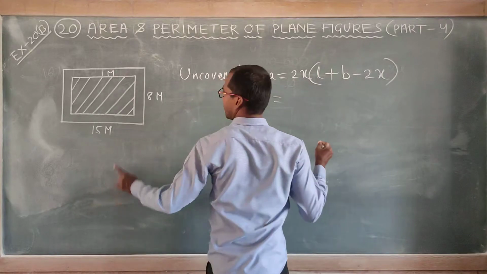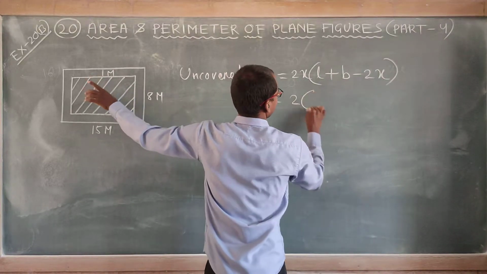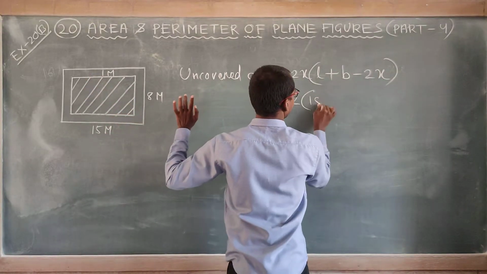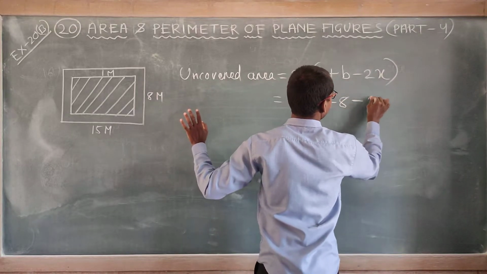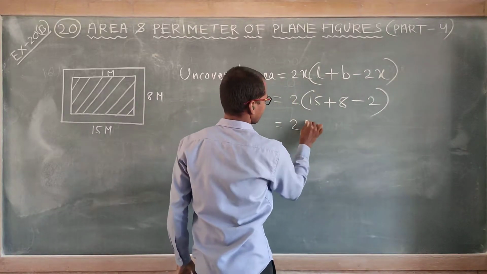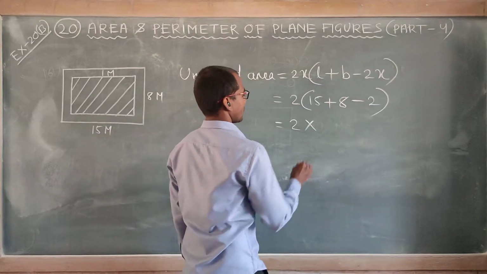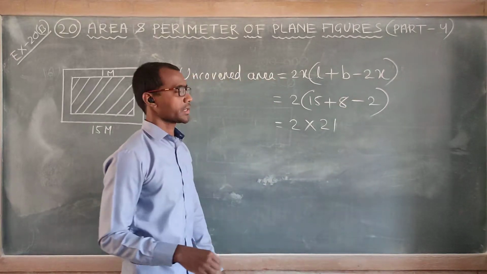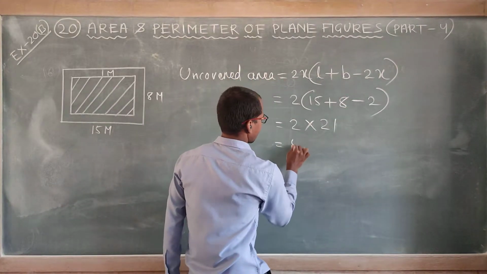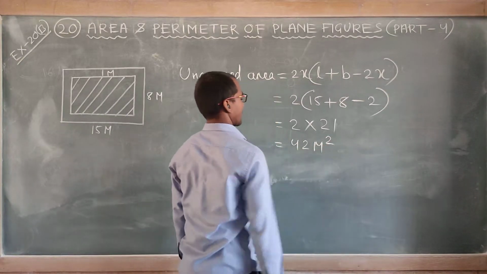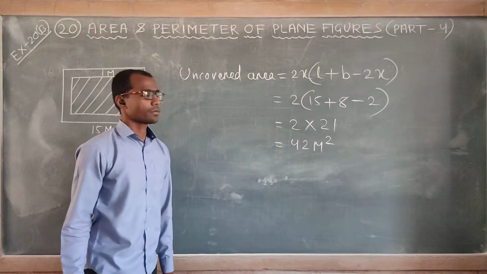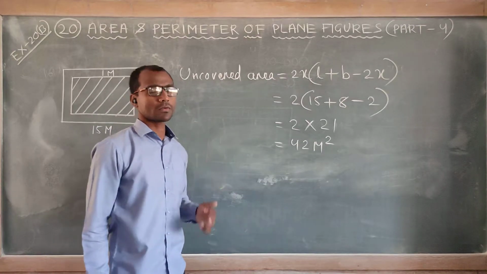Let us put in the values. 2 into x means 2 into 1, that is 2. L is 15, b is 8, minus 2. So 15 plus 8 minus 2 is 21. That is 42 square meter. So the uncovered area will be 42 square meter.